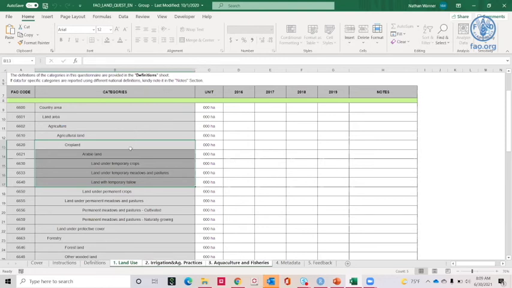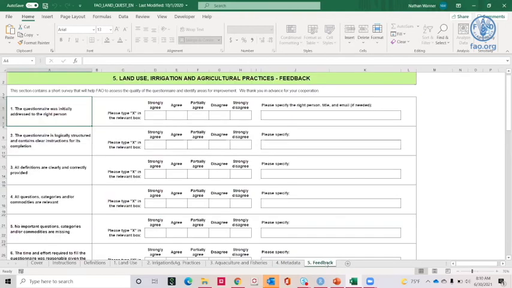So just as an example for cropland, the different sub-items that we collect for the item for cropland for land use. One thing that I wanted to highlight in the questionnaire is this feedback tab, in which countries' focal points that are contacted have this space where they can provide feedback in terms of if we are actually contacting the right person to collect this information from the country.